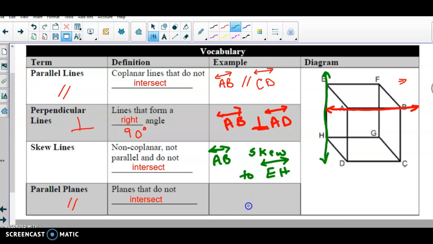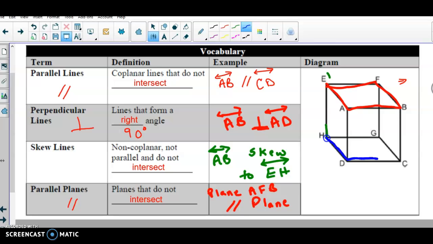And then lastly, parallel planes are planes that do not intersect. And remember, we use 3 letters to name a plane. So a couple of planes that do not intersect: if I talk about the top of the box, if we talk about this plane that goes through those 3 points, I could call it plane, I only need 3 of the letters, AFB. I could say that it's parallel to plane, well, it would be parallel to the plane on the bottom. And again, I only need 3 letters there, so I could say plane DCG.